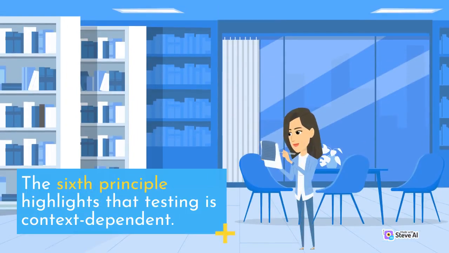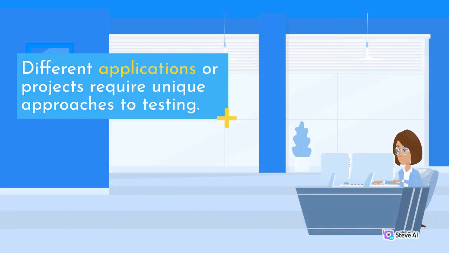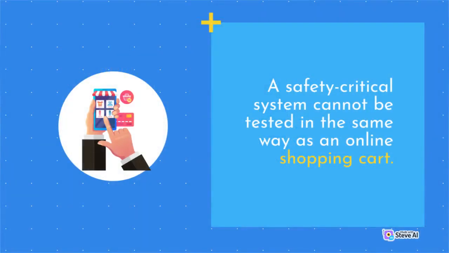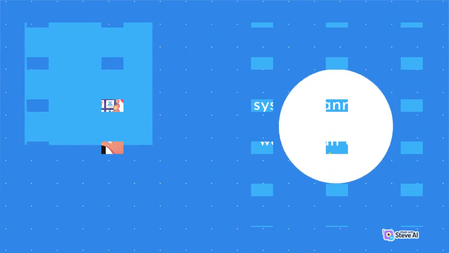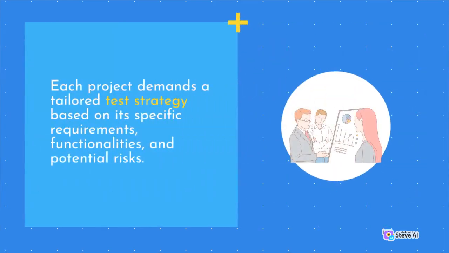The sixth principle highlights that testing is context-dependent. Different applications or projects require unique approaches to testing. A safety-critical system cannot be tested in the same way as an online shopping cart. Each project demands a tailored test strategy based on its specific requirements, functionalities, and potential risks.